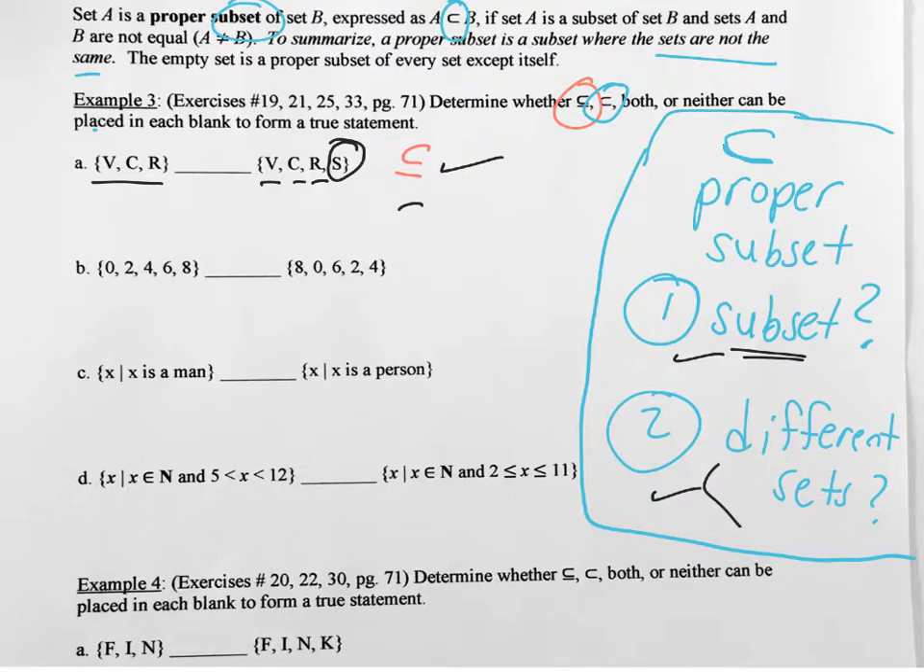So it's also a proper subset, where I take away the equals bar, because the set of VCR is a subset of VCRS and it's also a slightly different set. It's a different set. So it ends up being both a subset and a proper subset. So they're both the correct answer.